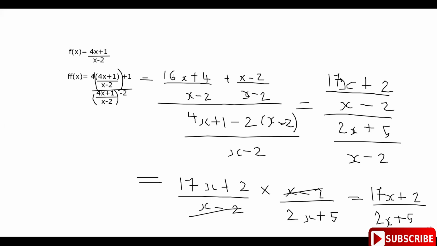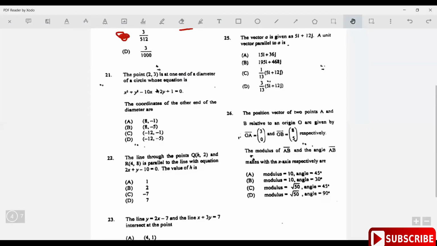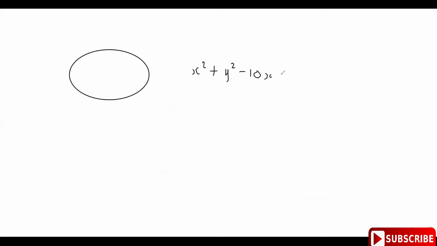Just to put it right here, we have a circle, all right? And the equation of the circle is given by x squared plus y squared minus 10x plus 2y plus 1, and this is, of course, equal to 0. And what do they say?